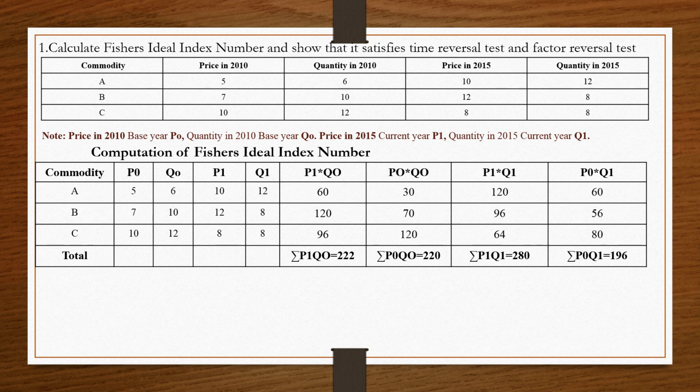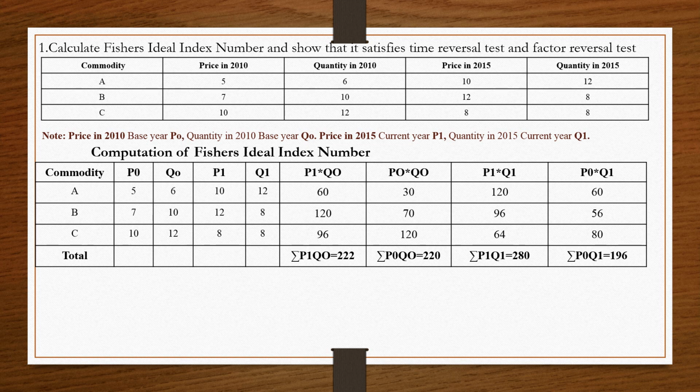So here P1 of commodity A is 10, Q0 of commodity A is 6. So 10 into 6 is 60. In the same way we do for commodity B and C. 12 into 10 is 120 and 8 into 12 is 96. Then P0 into Q0 of commodity A. Here P0 is 5, Q0 is 6. So 5 into 6 is 30. Then for commodity B, 7 into 10 is 70, and commodity C, 10 into 12 is 120.